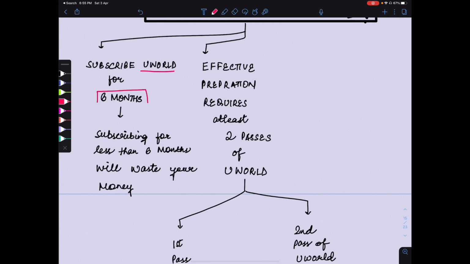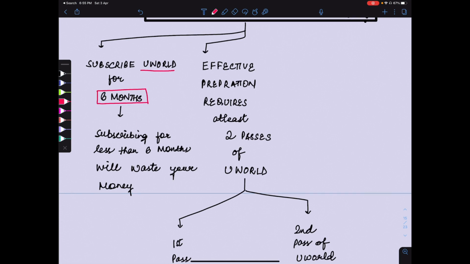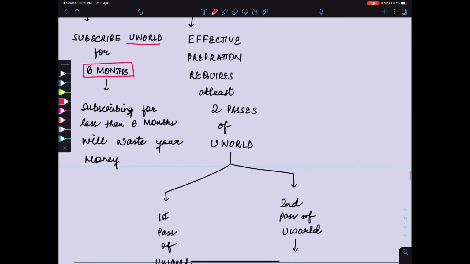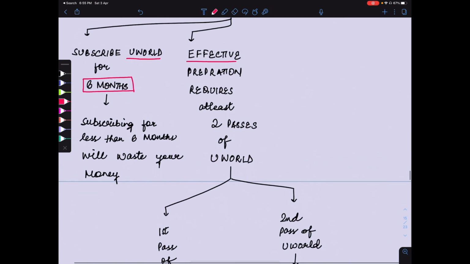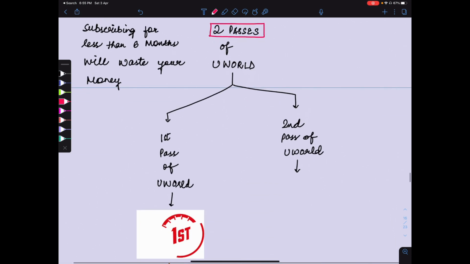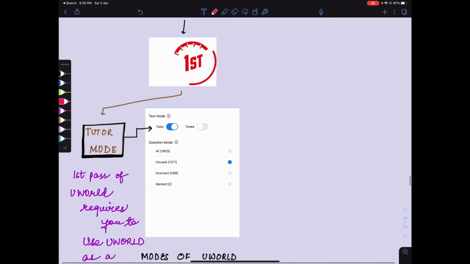In the previous video, I told you that you should be going ahead for the 6 months, right? Because it will be saving your money, you will have the reset option, and you can save all your flashcards also. And effective preparation requires at least 2 passes of the Uword. You need to just go through Uword thoroughly at least 2 times. The first pass of the Uword you should do in a tutor mode.